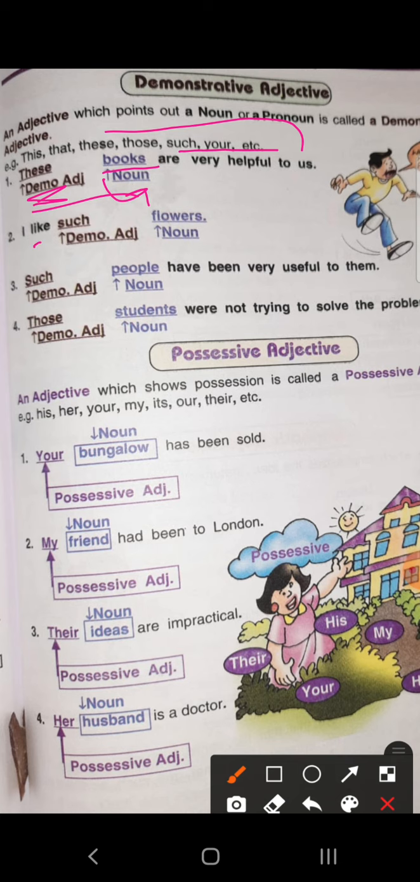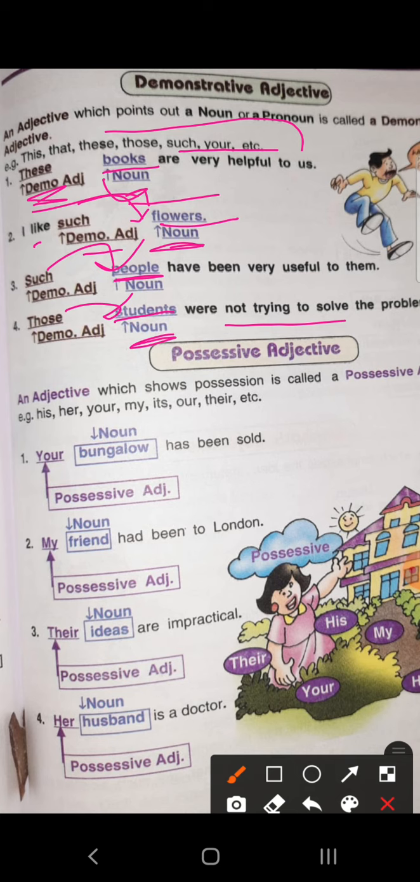Next example, I like such flowers. Flowers is a noun. Such, directly used with this word, becomes an adjective since it points out, it demonstrates, so it becomes a demonstrative adjective. Next example, such people have been very useful to them. Such people, people again is a noun, so such becomes a demonstrative adjective. Those students were not trying to solve the problems. Those students, students again a noun, and those is directly used with the noun. It becomes an adjective since it is used for demonstration, it becomes a demonstrative adjective.